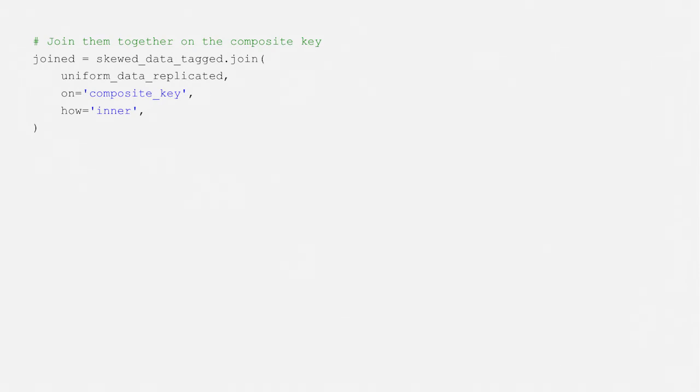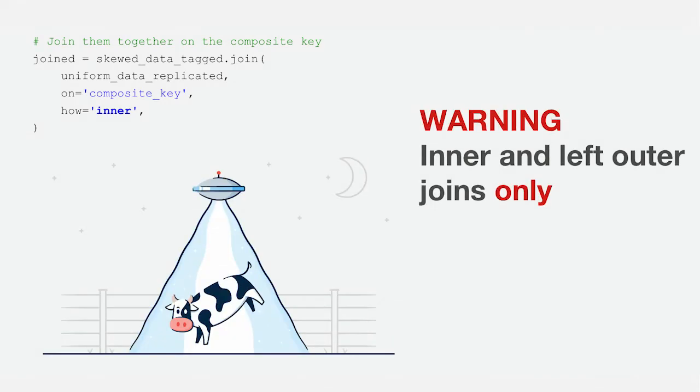And then that's it. Then you can just join them together on that newly generated composite key and drop that key afterwards because you don't need it anymore. But there's a caveat there. It only works for inner and left outer joins. So assuming your skewed data is on the left-hand side like it was in these diagrams.